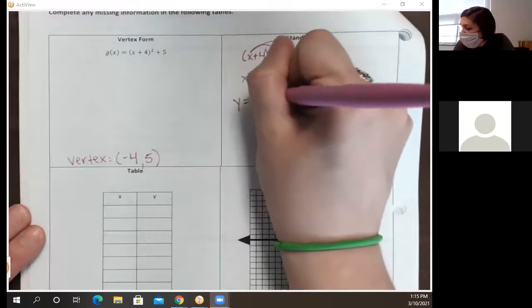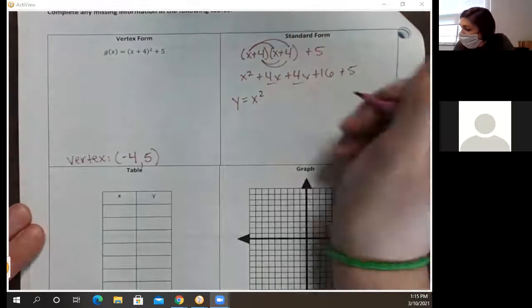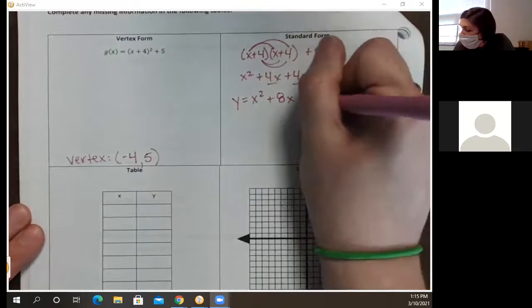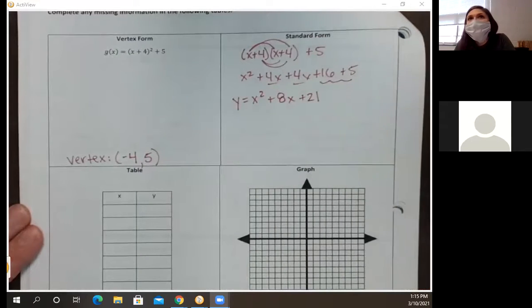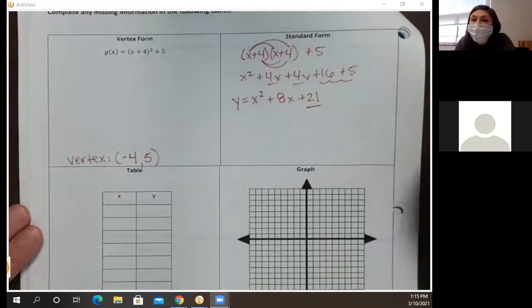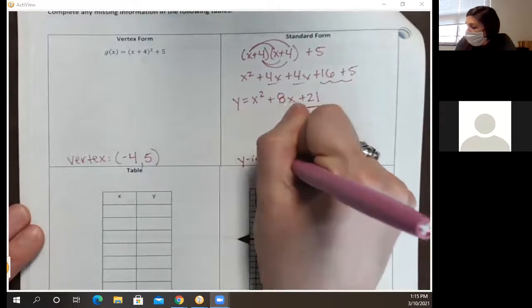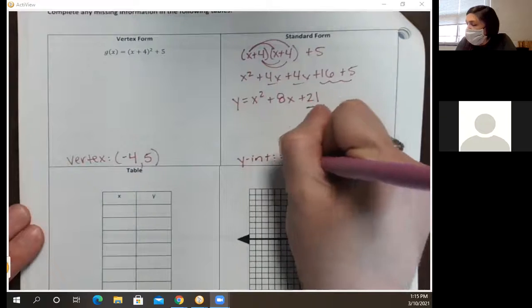So I have y equals x squared plus 8x plus 21. Now that's standard form as well. Remember, we talked about this yesterday. Standard form gives me the y-intercept. My c there at the end, my constant term, tells me the y-intercept for my graph. So my y-intercept is going to be at 21.